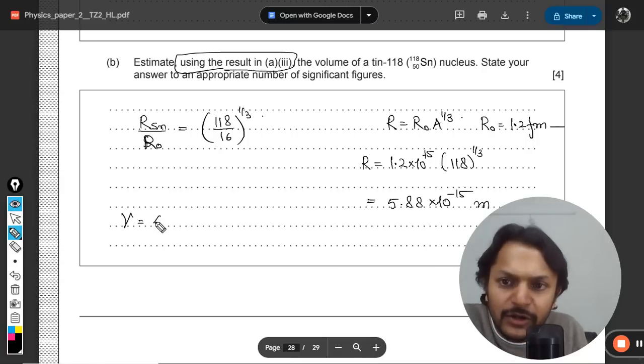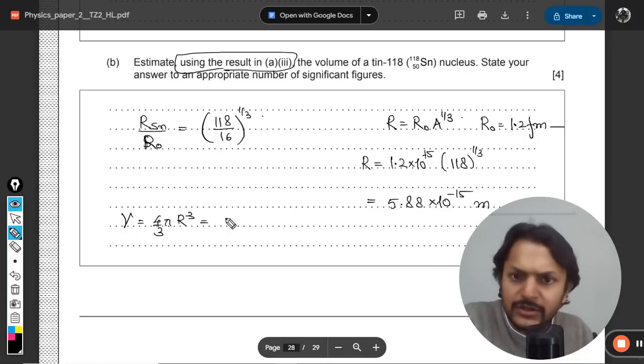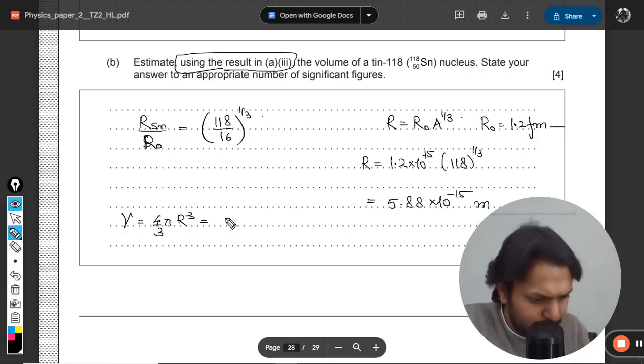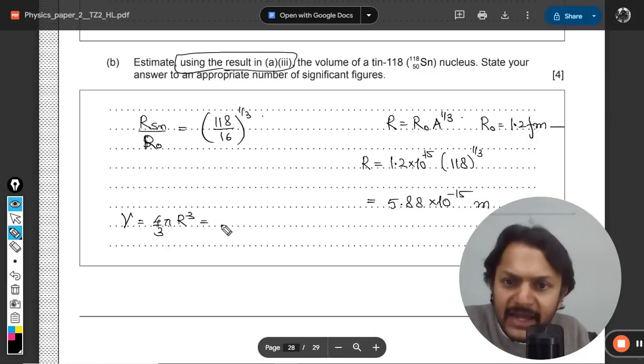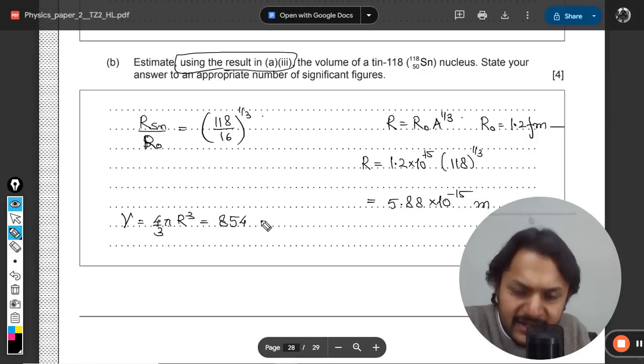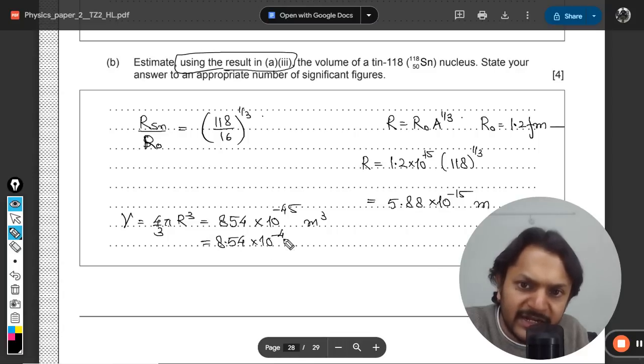So what will be the volume? 4 by 3 pi r cube. So my 4 by 3 into pi into the radius cubed. Yes, I am getting the answer as 854 into 10 raised to the power negative 45 meter cube, which is coming out to be 8.54 into 10 raised to the power negative 43.